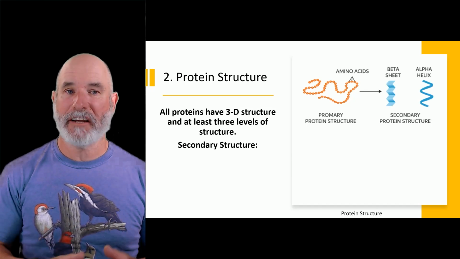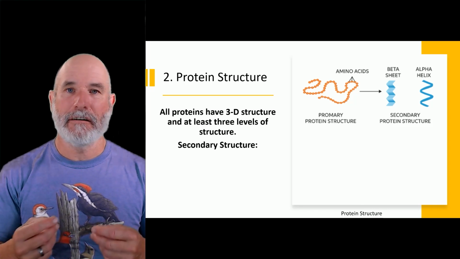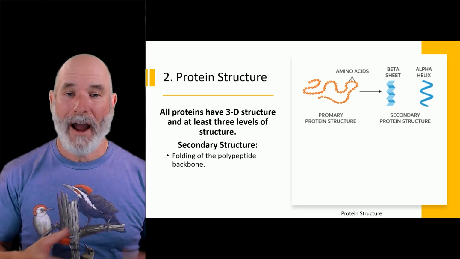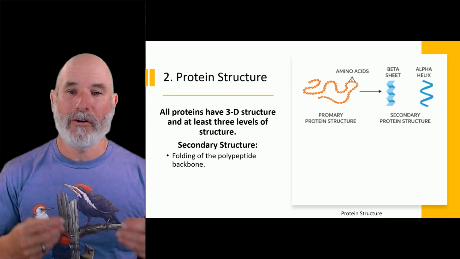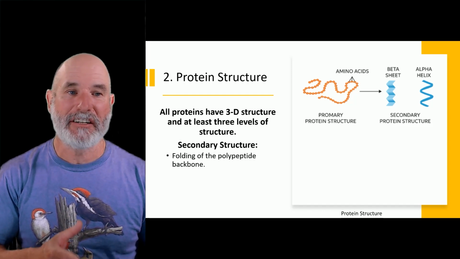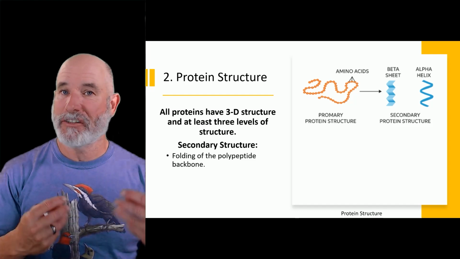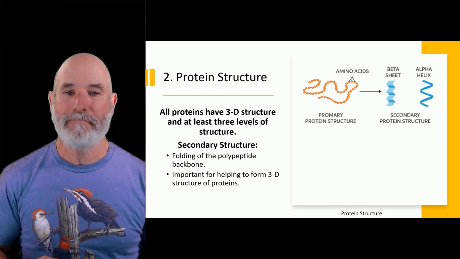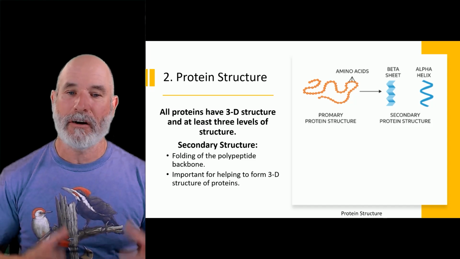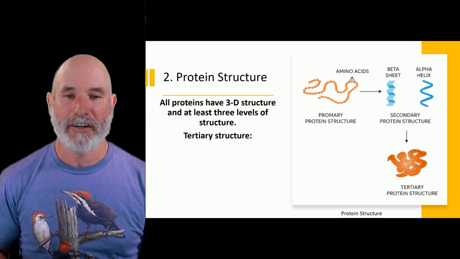Now, we also have secondary structure, and it's the amine group, the nitrogen and the oxygen, that will form hydrogen bonds, and they'll form the secondary structure of beta sheets and alpha helices. And this is just folding of that polypeptide backbone. And this is important for helping proteins achieve their three-dimensional structure.